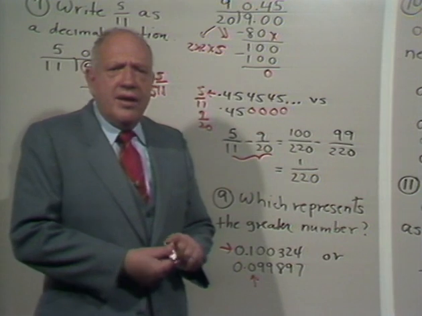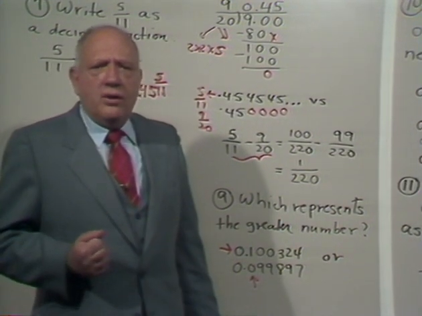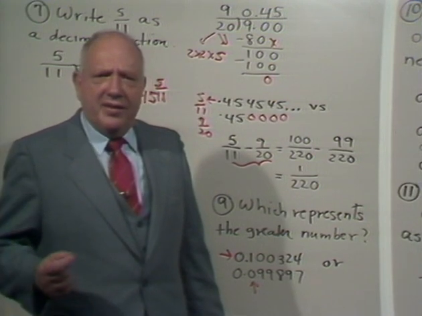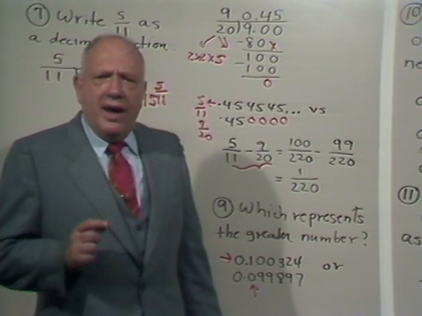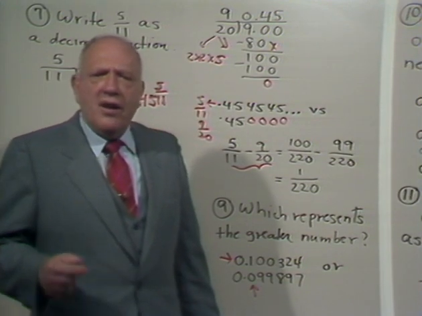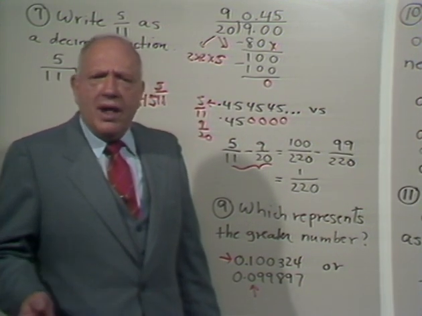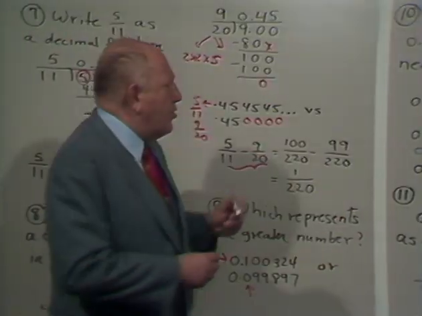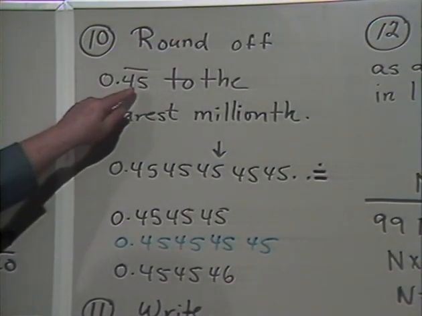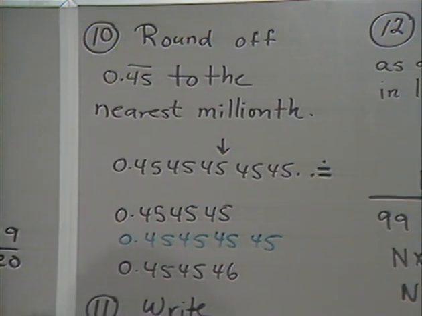And what that means is, in real life, if you don't want to fool around with 0.45454545 endlessly, what you do is you say, okay, how large an error can I tolerate? And I'll round it off so that the error will be less than the one I'm worried about. So that leads us to our next example: round off 0.454545 endlessly to the nearest millionth.